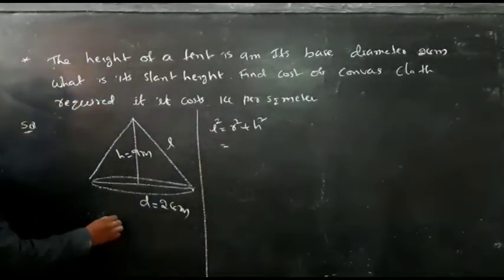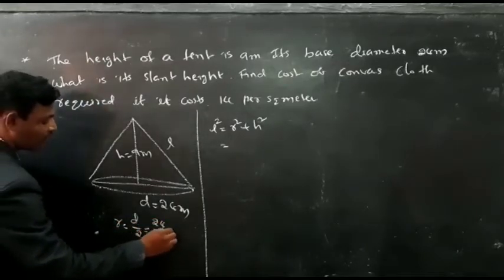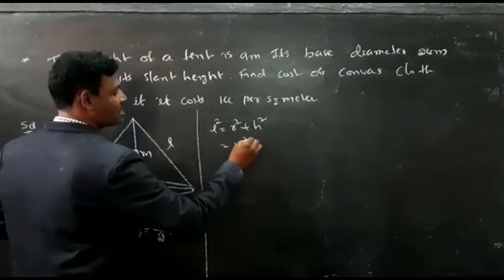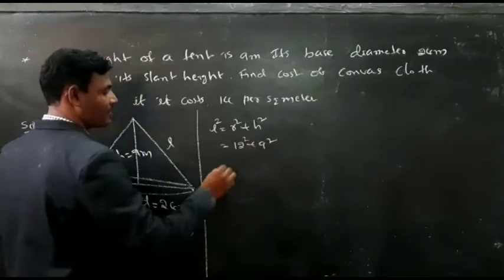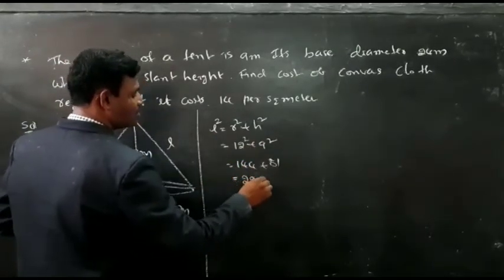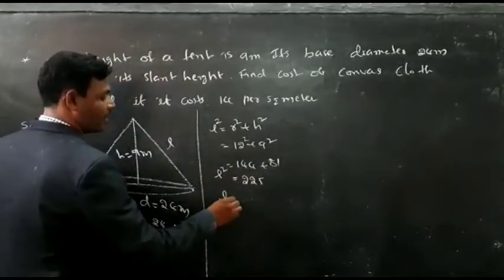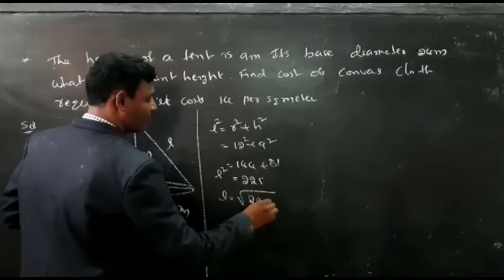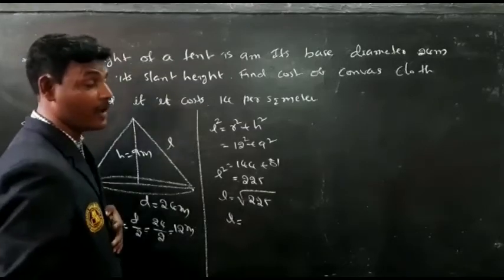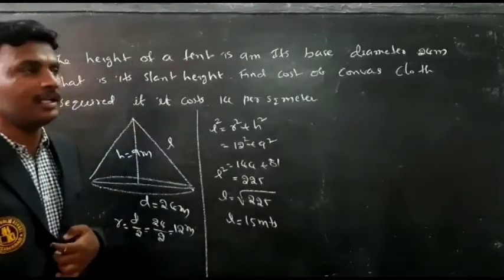Here diameter is given. Radius is half of the diameter, equal to 24 by 2, equal to 12 meters. Here R square means 12 square, H square means 9 square, is equal to 144 plus 81 is equal to 225. L square is equal to 225. L is equal to under root of 225. What is the square root of 225? 15. So the slant height of that cone is 15 meters.